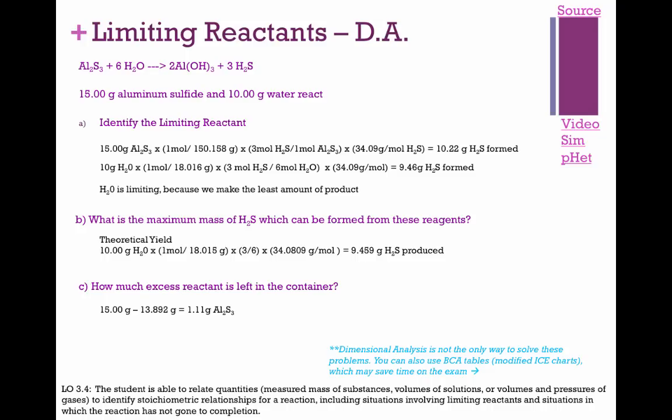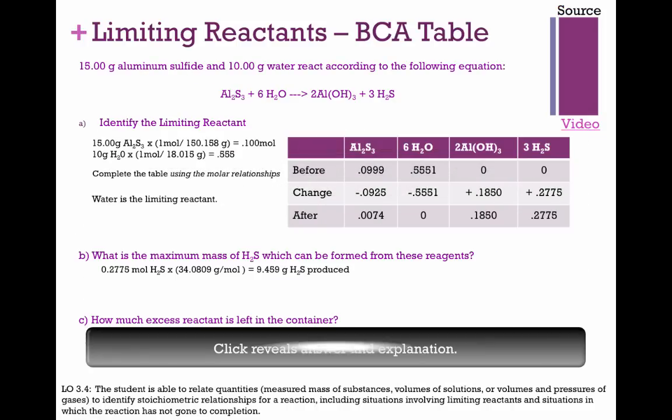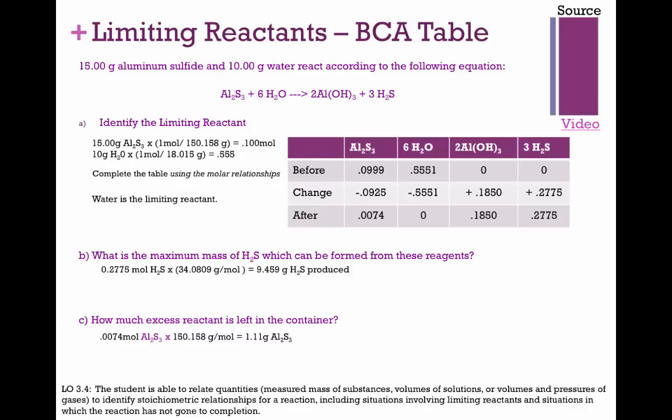And then how much excess reactant is left. What we have to do is we have to figure out if we use 10 grams of H2O, how much aluminum sulfide would we need? So that's just going to require us to go back and do one more stoichiometry calculation to figure out the excess reactant. And then I talked about going through and solving with BCA tables. You don't have to do this. This is just another way that you could solve it.